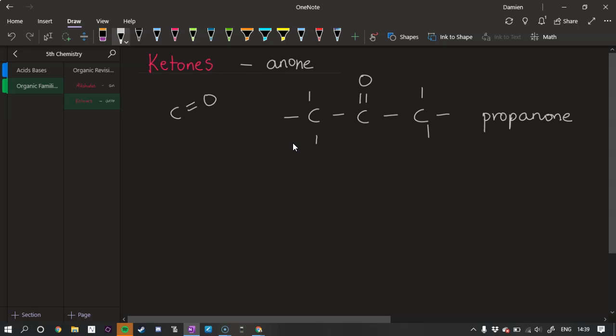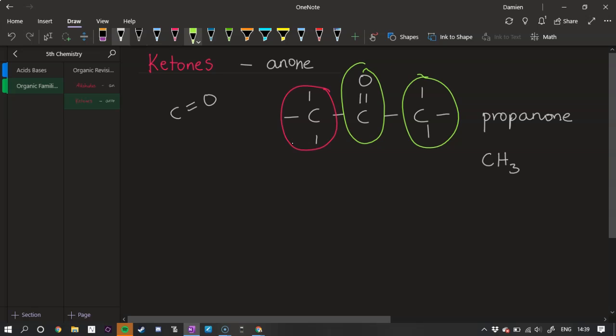So this substance is called propanone, and you would write this as CH3, which again is this part here, your CO and your CH3. That's the way that's written. So CH3, CO, and then CH3. And that's how you distinguish between a ketone and an aldehyde. You can see the CO is in the middle.